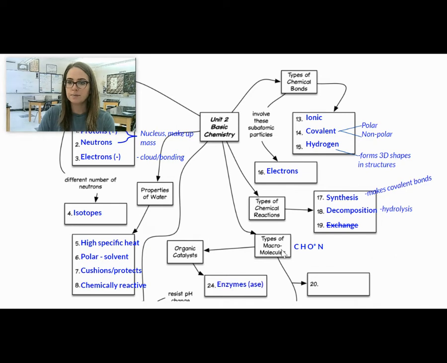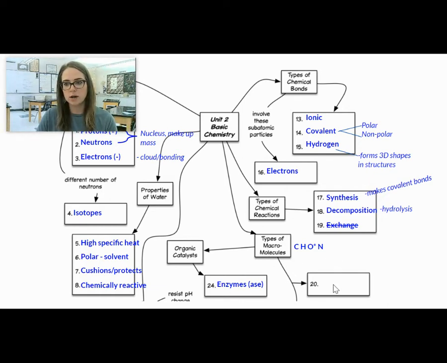All right. Organic catalysts, something that speeds up a reaction that is found in living things, are enzymes. If I ask you a question about which one of these things is an enzyme, if it ends in A-S-E, you have an enzyme. So it could be catalase, glucase, lactase, sucrase, oxidase, any of those things. If it ends in ASE, it's an enzyme.